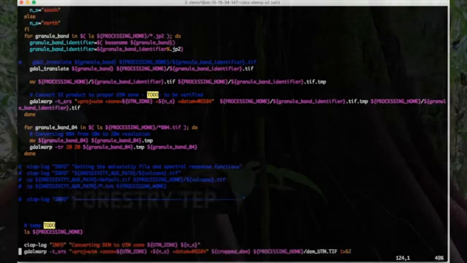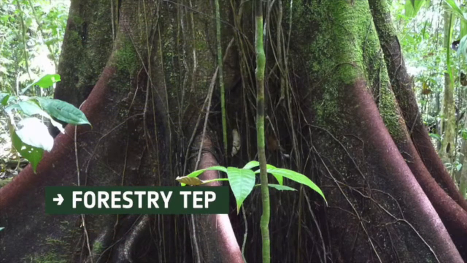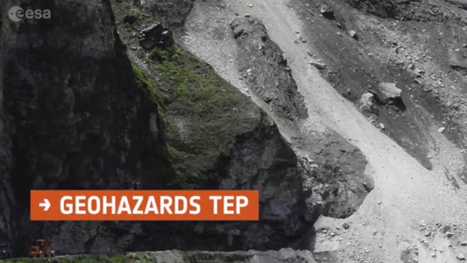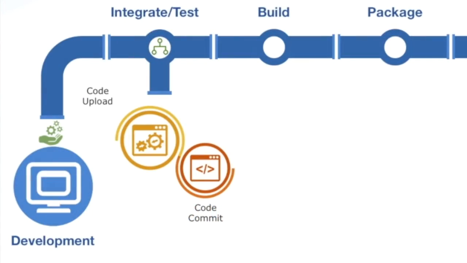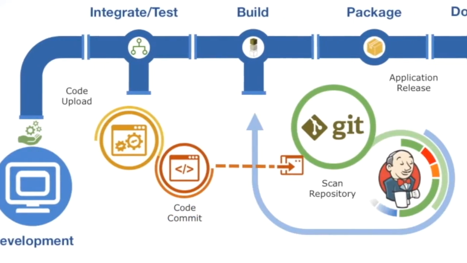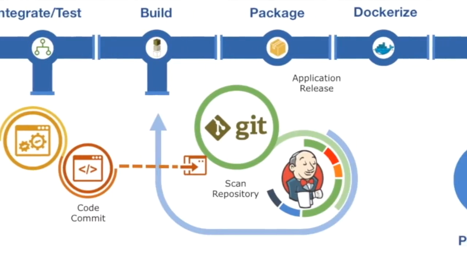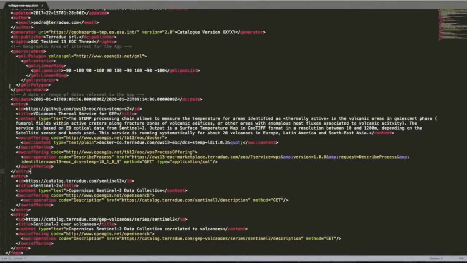Applications were selected from the Forestry Thematic Exploitation Platform and from the Geohazards TEP. The application package targets applications that are initially developed by a user and subsequently deployed in a specific computing production center. The consensus reached in the testbed is to use the OWS context documents to convey the necessary information.